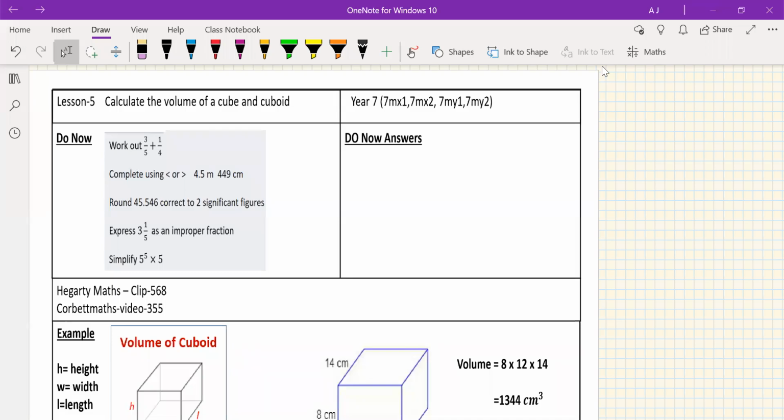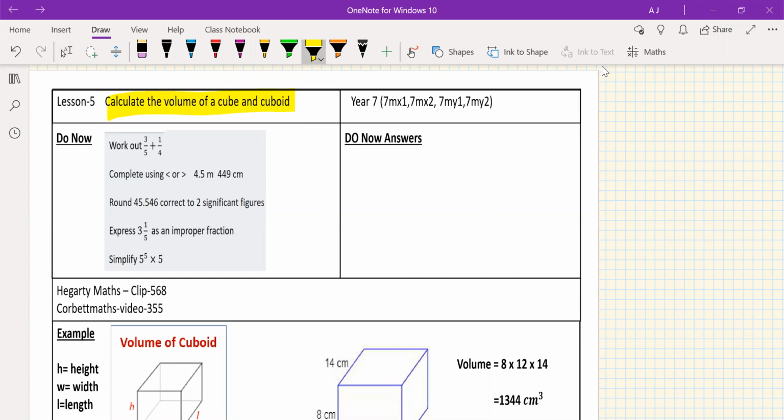Hello, we're going to go through Unit 8, Lesson 5. Today's title is Calculate the volume of cube and cuboid. And you're already familiar with this booklet.